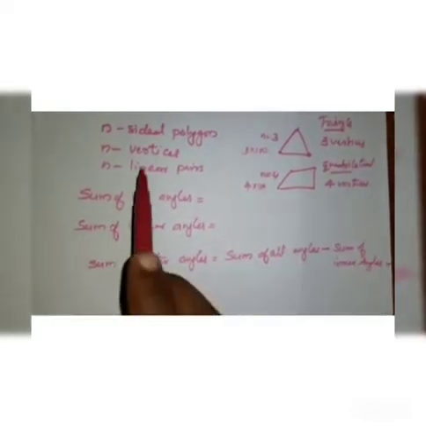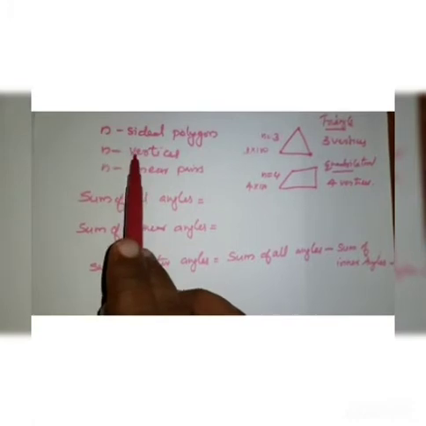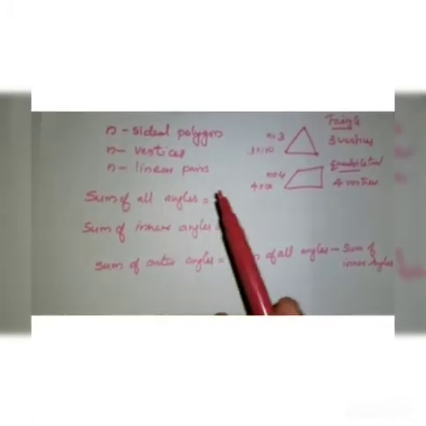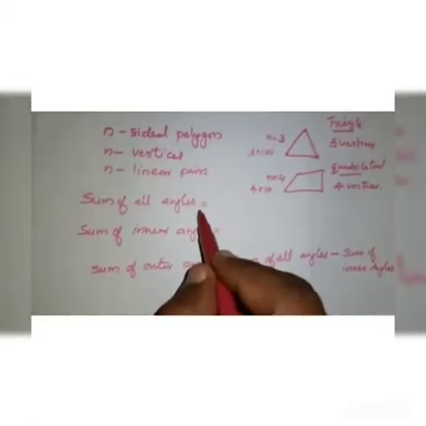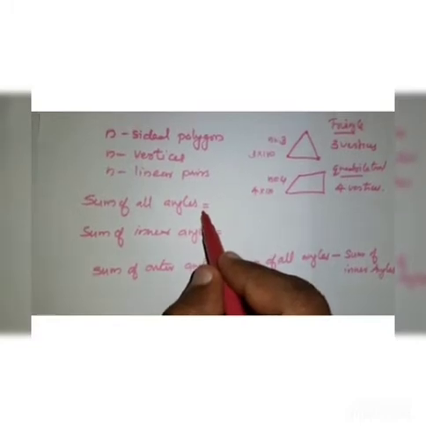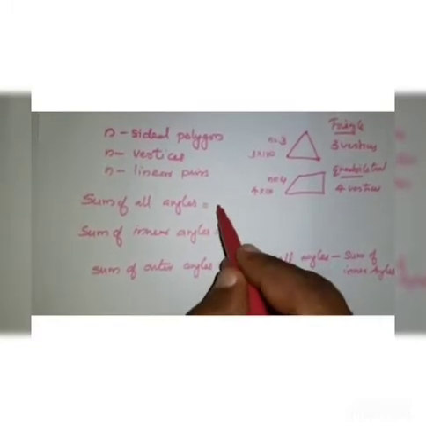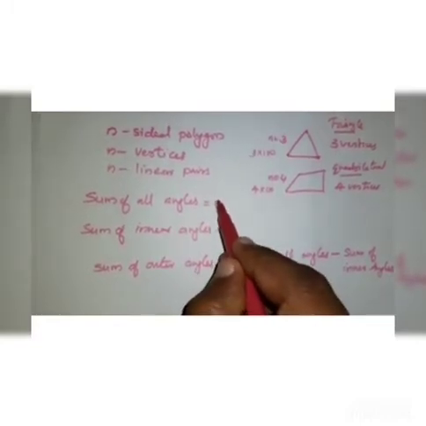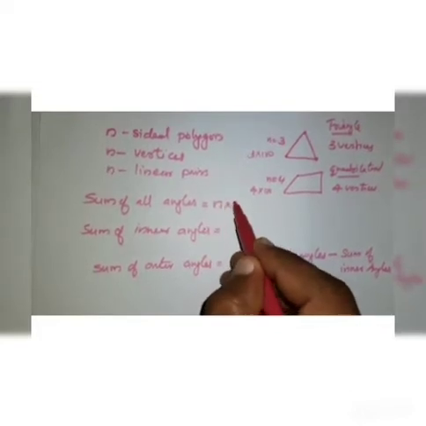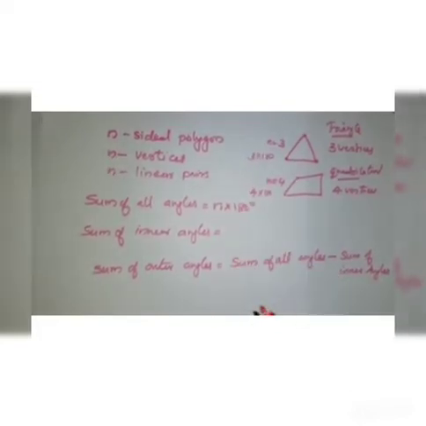So for an n-sided polygon, there should be n vertices and n linear pairs. And what about the sum of all angles? Sum of all angles means the sum of inner angle plus outer angle together. How many vertices are there? That number should be multiplied by 180 degrees.